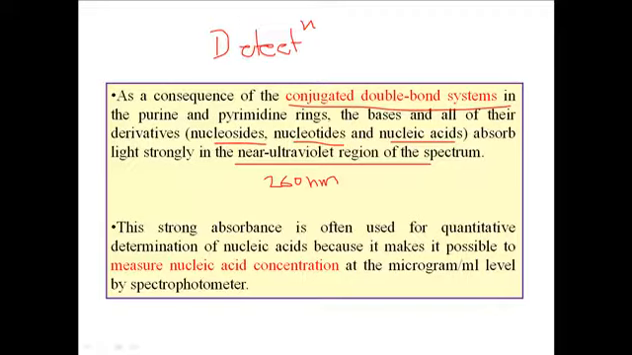Okay, the strong absorbance is often used for quantitative estimation, because if we estimate the presence of protein, in such cases sometimes the extraction of protein is not purified in such a way that this protein can have contaminations of DNA. So in those cases, this principle allows us to identify whether my sample contains any trace of DNA or not.